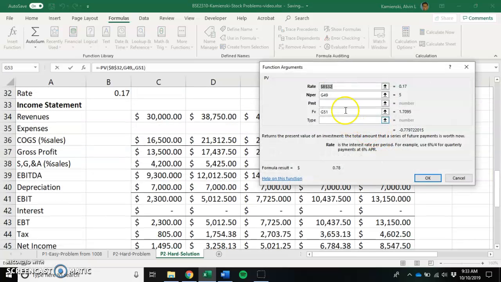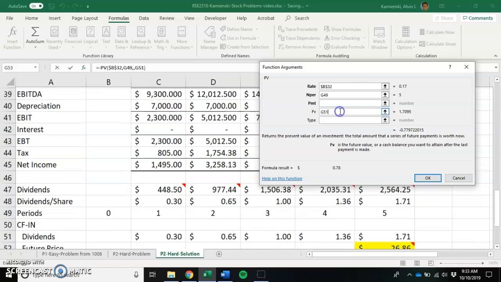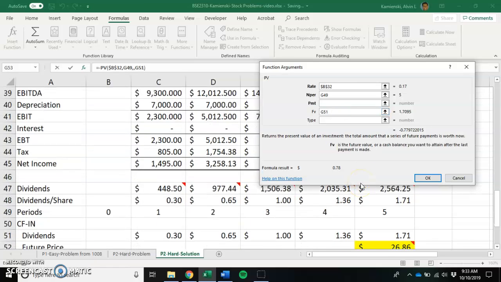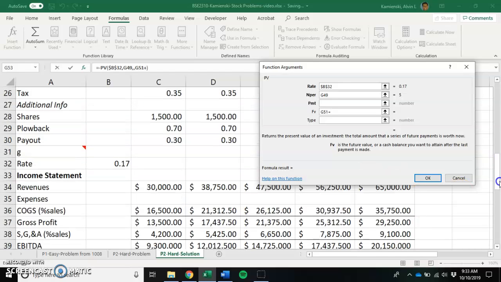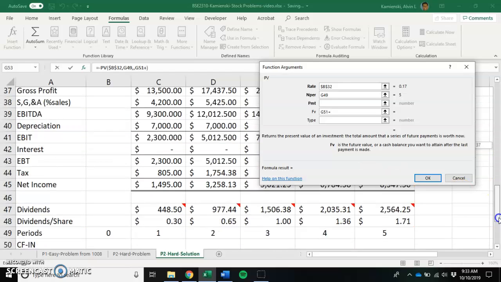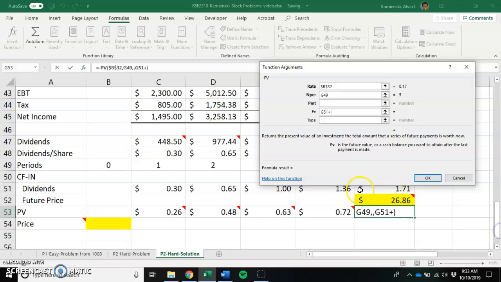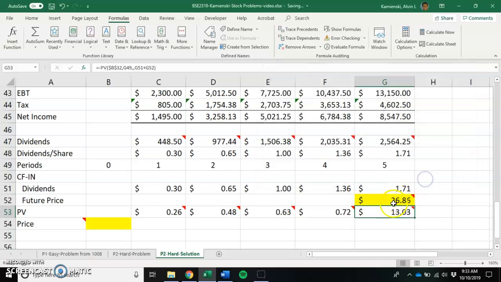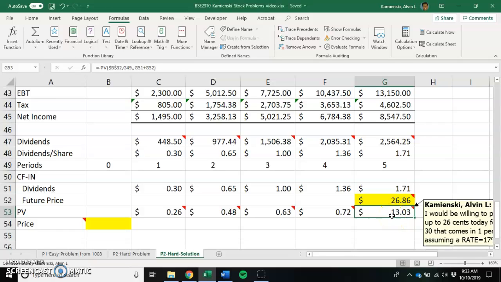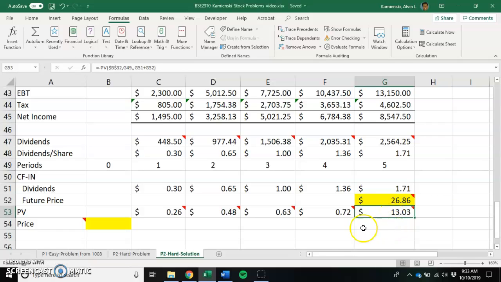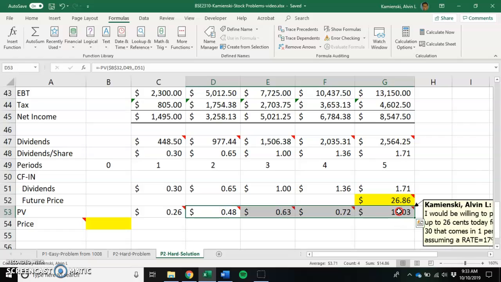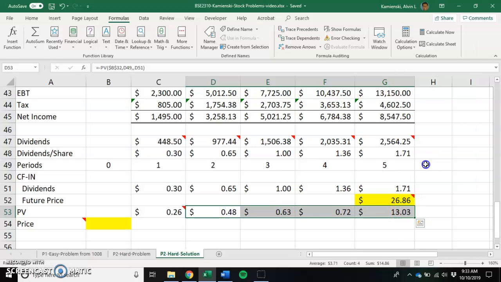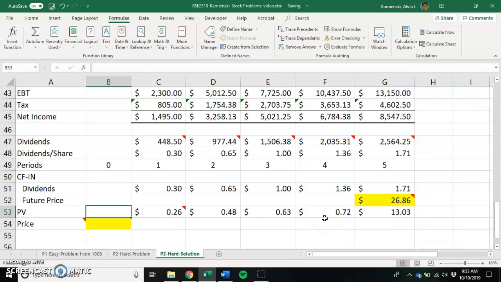So if we change up our formula so that the future value that we would get in the last or 5th year would be both the dividend that's in G51 as well as the future price that's sitting in G52, that tells me in totality I'd be willing to pay up to $13.33 today. Let me go ahead and clear out these notes since they don't apply across the board.